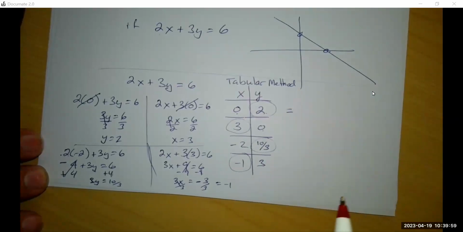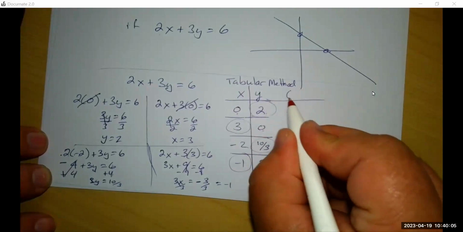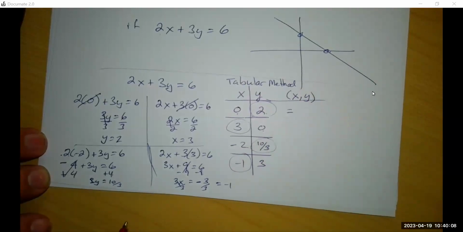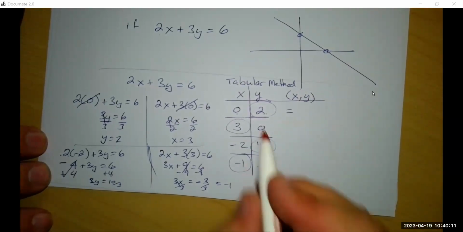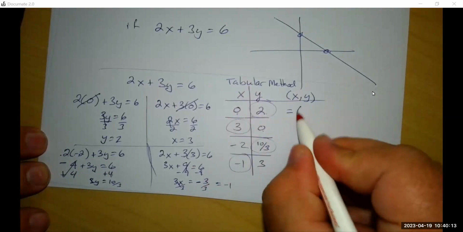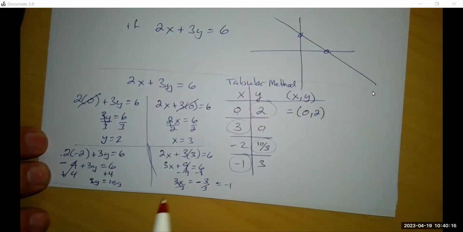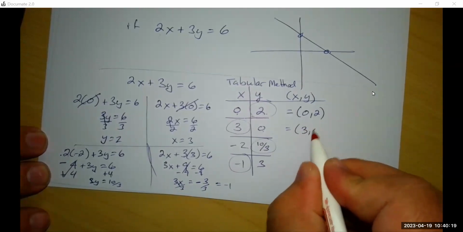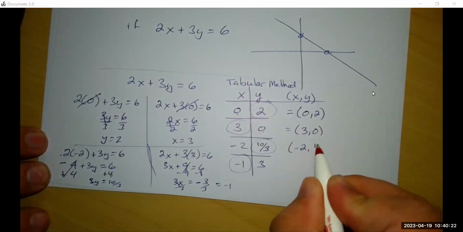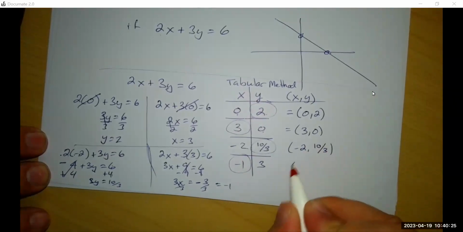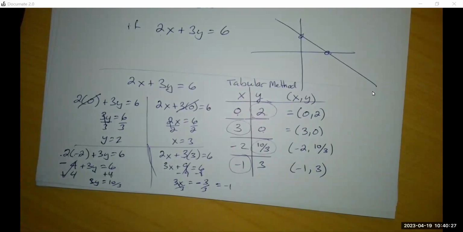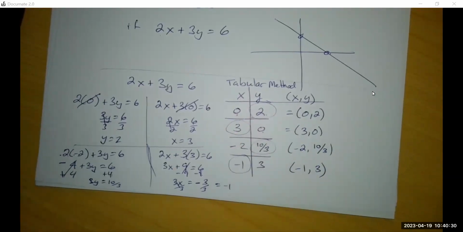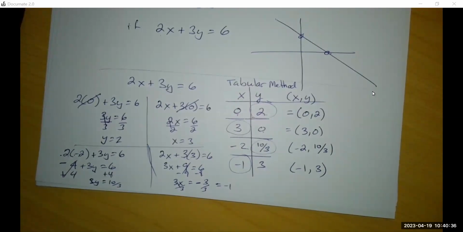Because remember, what is a point made up of? It's made up of an x and y. It's an ordered pair. Yes, two variables, x and y. That's what you have here. You have an x and you have a y. So each one of these is an ordered pair. Both of these together make a point on your graph, because you have the x and you have the y component.